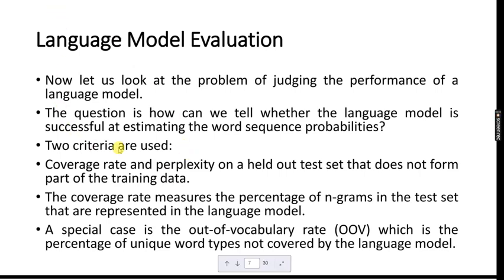Next, in some special cases there is the out of vocabulary rate. That is, how many of the words are out of the vocabulary of the current context or current sentence. Based on that, if the percentage is 0, then we can say that the words are related to our required vocabulary.